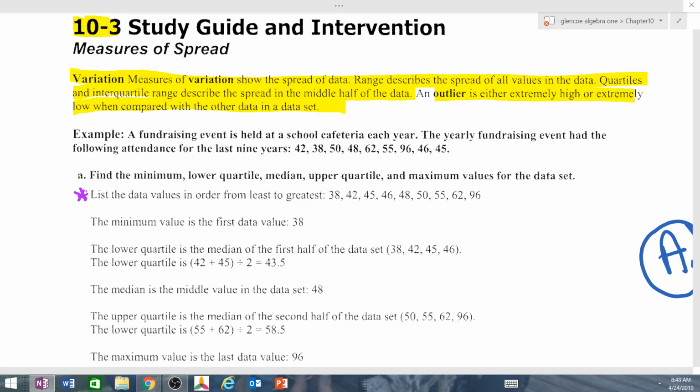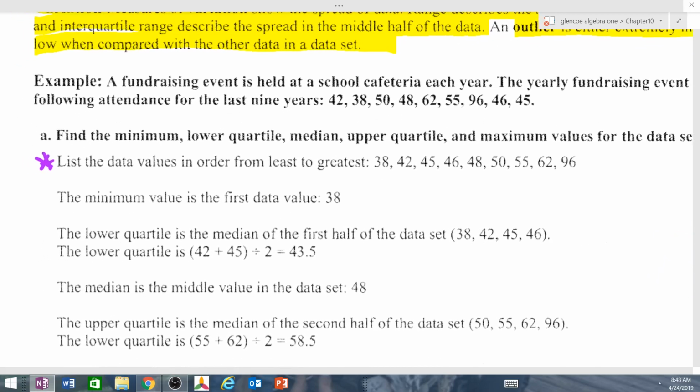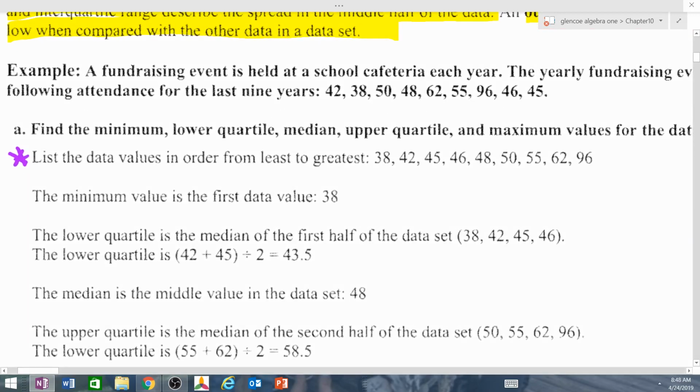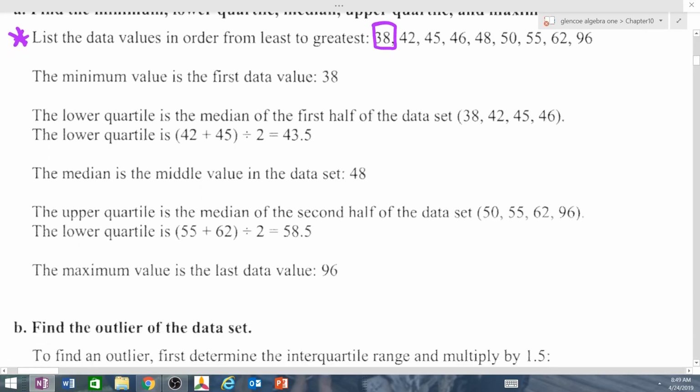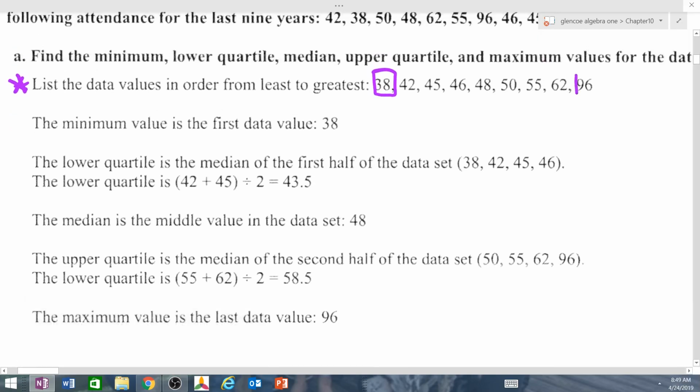Okay? And now we need to find all kinds of things here. So we're putting the data in order from least to greatest. And everybody sees, we've taken the set 42, 38, 50, and we've reordered it from least to greatest as 38, 42, 45, 46, 48, and so on. The minimum value, which would be the lowest value, is 38. I think everyone could get that right, correct? And the maximum value is 96. We got that right too.